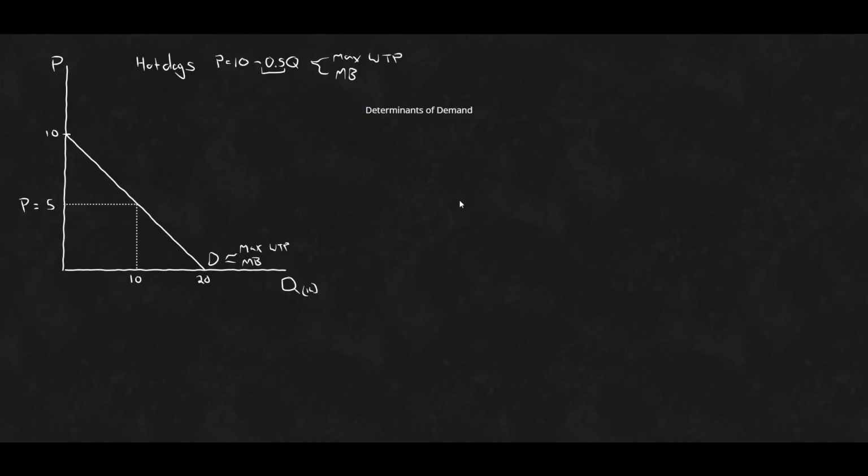Okay, so for our determinants of demand, the first one that we have is going to be change in own price. So if the price of hot dogs changes, I want to be clear, this isn't going to change the demand for hot dogs. What it is going to change is our quantity demanded. So it's going to be for the same demand curve, but a different quantity demanded. And this is the most confusing part that people get messed up with. They go, oh, price of hot dogs has fallen, demand has increased. No. Price of hot dogs has risen, demand has decreased.